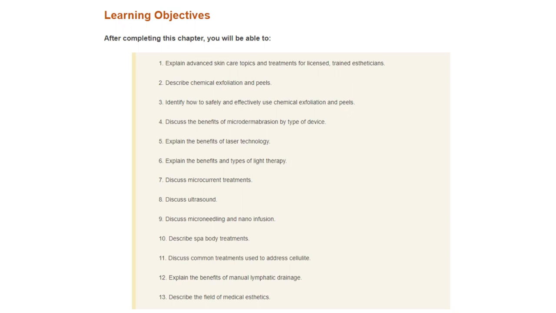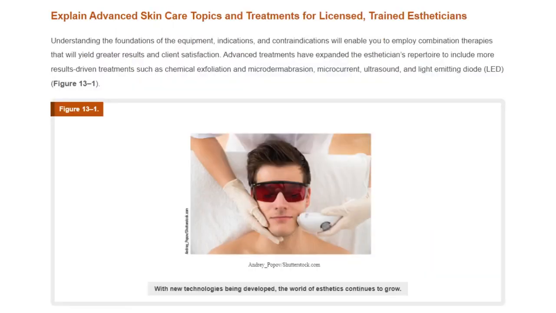Discuss common treatments used to address cellulite. Explain the benefits of manual lymphatic drainage. Describe the field of medical aesthetics. Explain advanced skincare topics and treatments for licensed, trained estheticians.